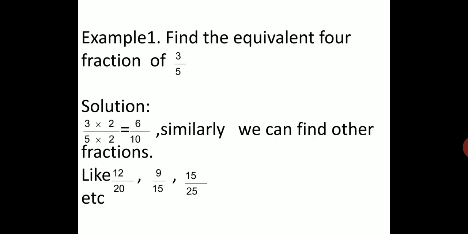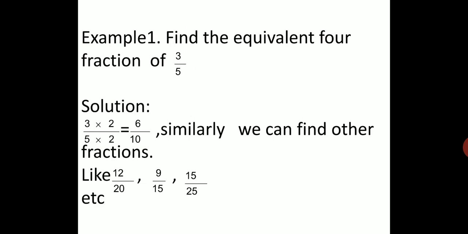Now one more concept is there. Find the equivalent fractions of 3 by 5. Now we want to find, so 3 by 5, it should be equal but it is given equivalent. Equivalent means we will multiply the same number with the numerator and denominator and we'll get a new fraction. So that is called an equivalent fraction.